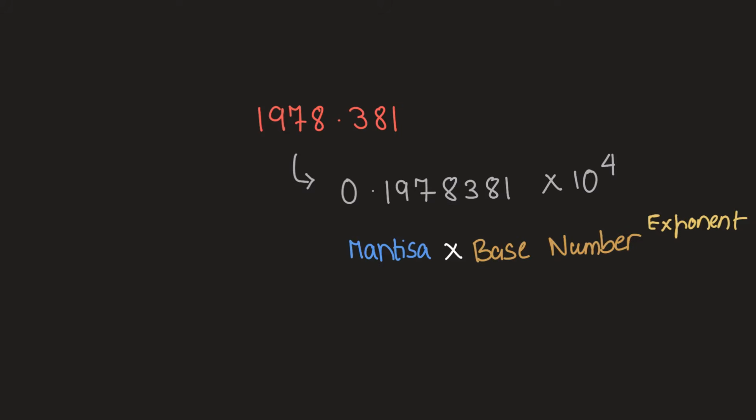Let's take a look at this number, 1978.381. Now you're aware that we can write this in this form, which is 0.1987381 into 10 raised to 4. A number written in this form can be given in the form Mantissa into base number raised to the exponent. In common Denary or scientific, the base number is 10, but in binary, the base number is 2. So now we know that we can write a number in the form plus minus m into r raised to e, which is the exponent.